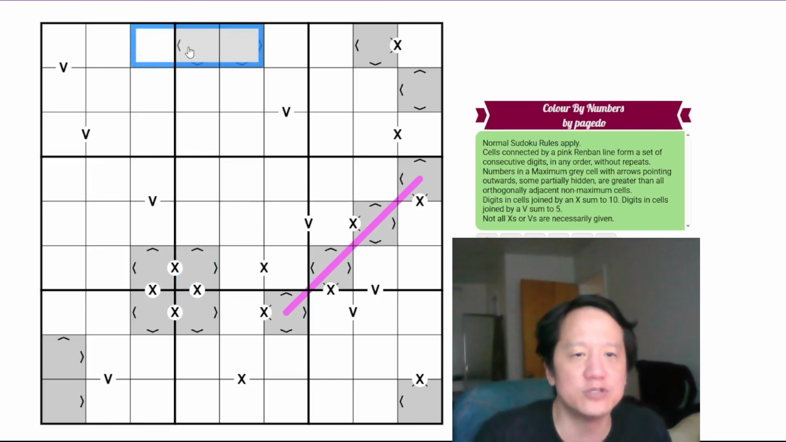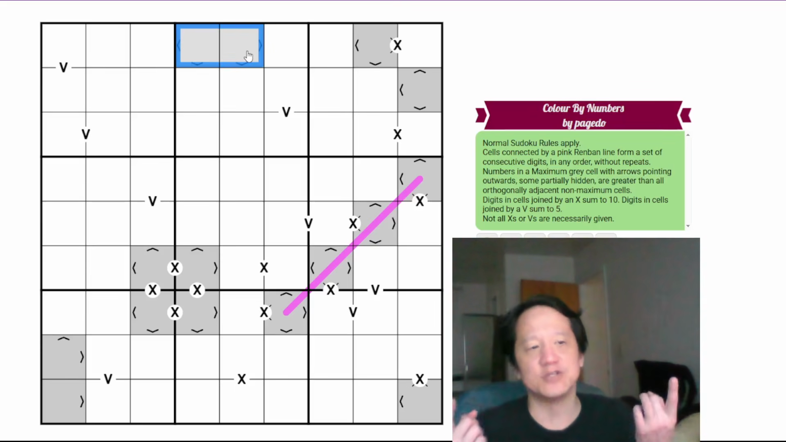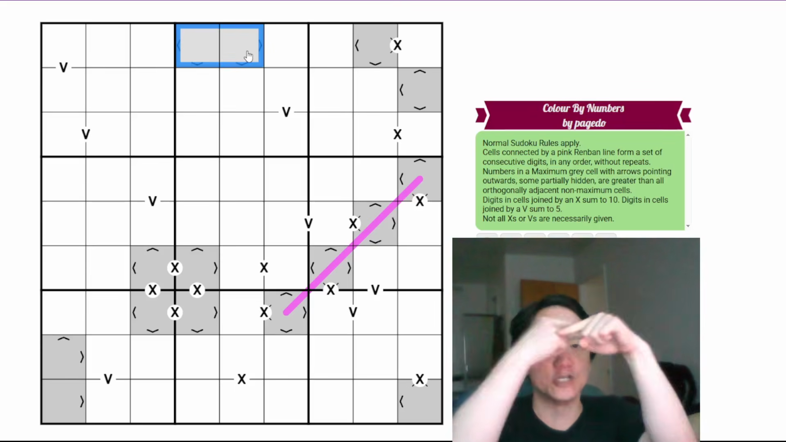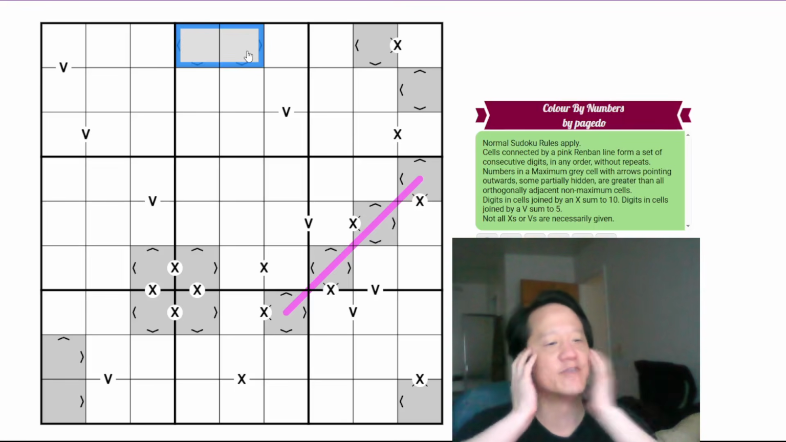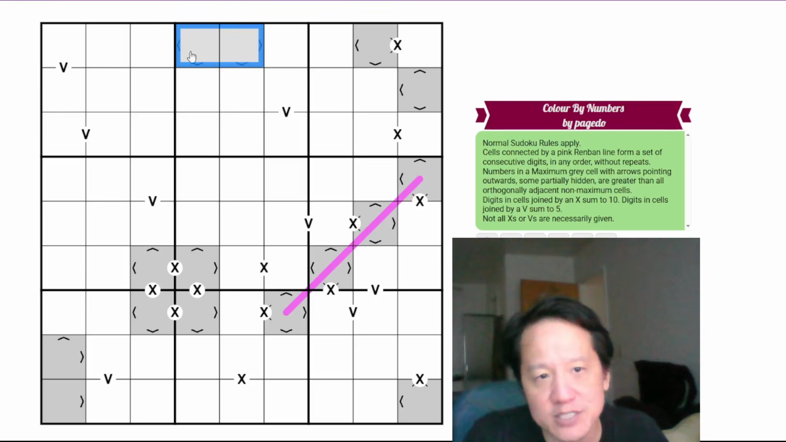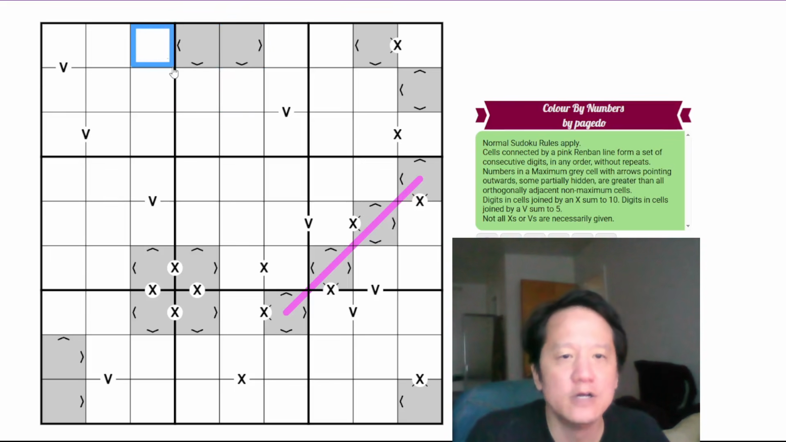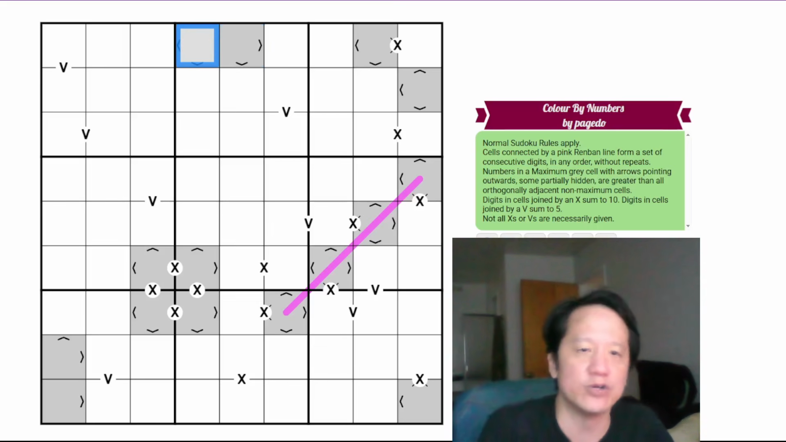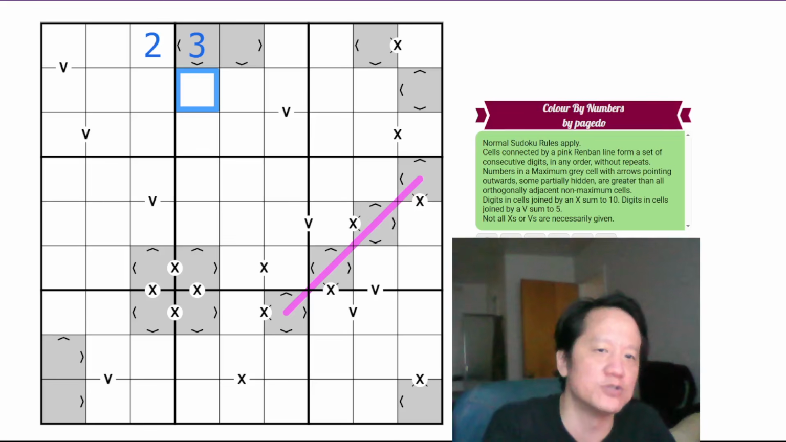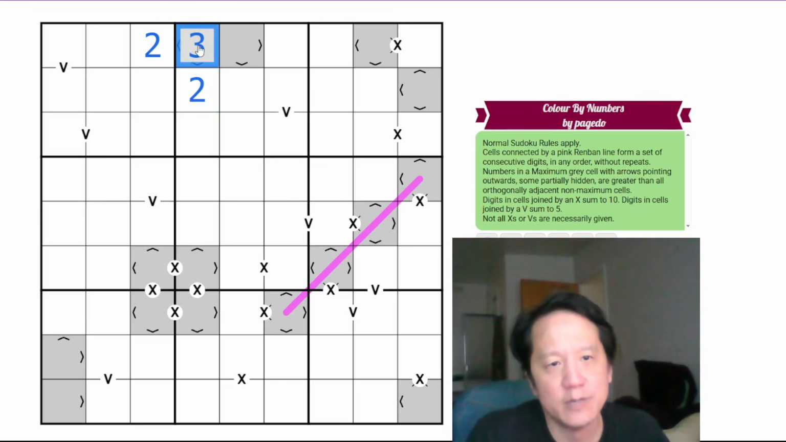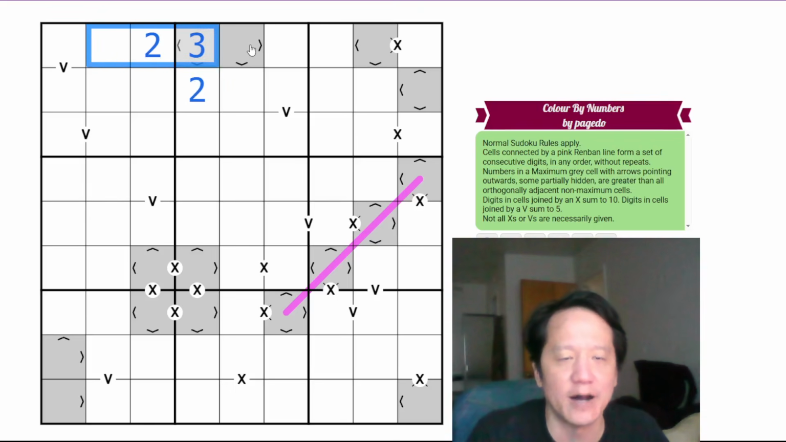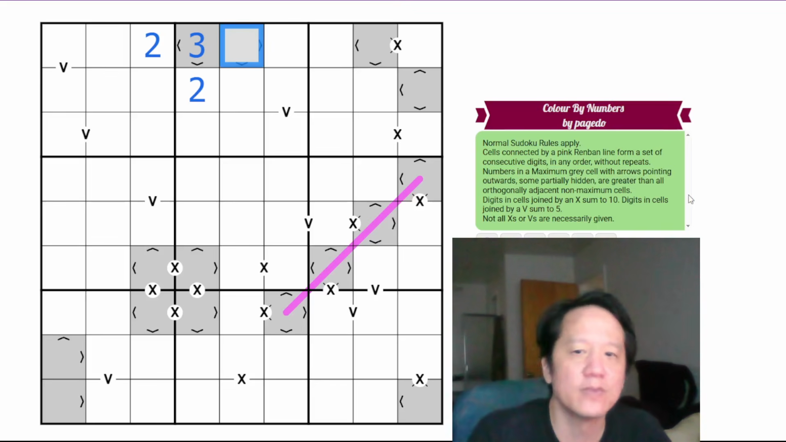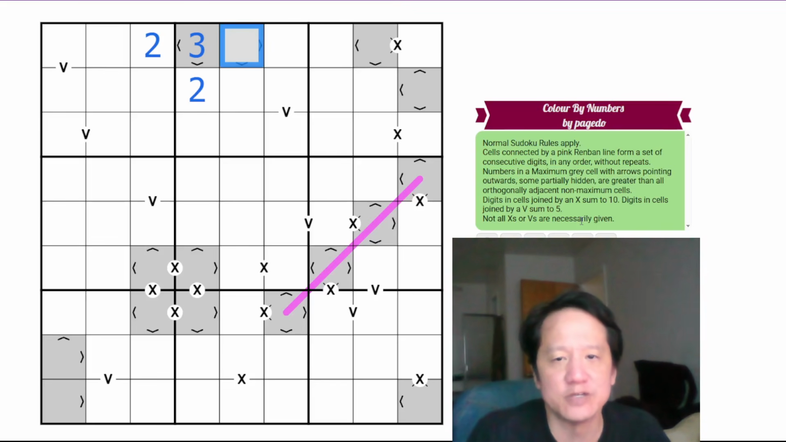So for example, these two are maximum cells. Obviously, they both can't be greater than each other, so that's why we have that constraint. But they must be greater than all cells that share an edge with it that are not maximum cells themselves. So for example, we could have 3 and this be 2 and 2. And this would be valid because 3 is greater than both 2 and 2 that it shares an edge with that is not maximum. And that's how maximum cells work.